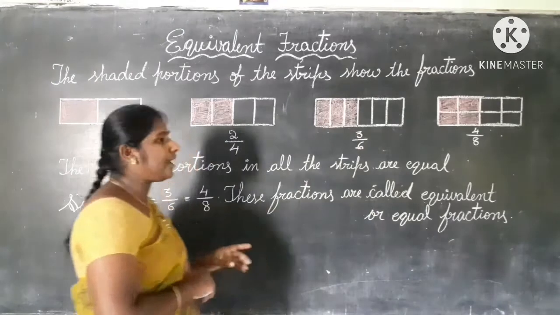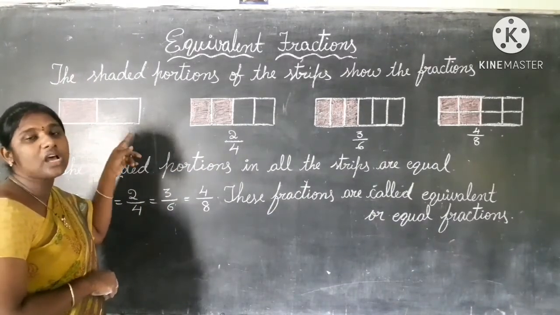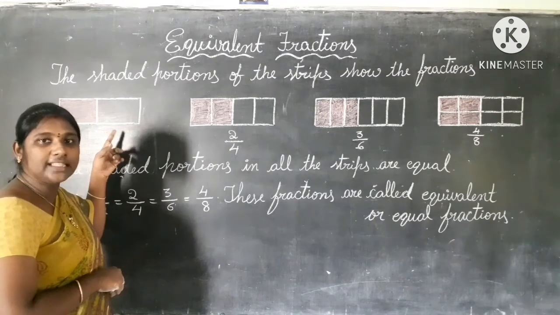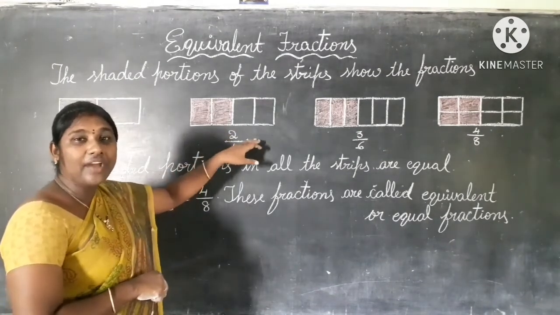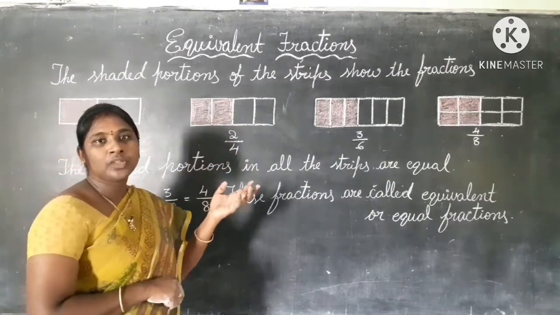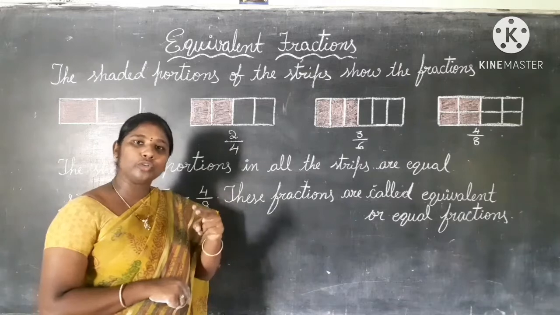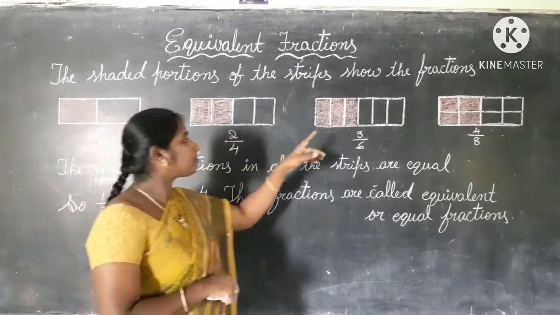If you observe here, when it is divided into 2 parts, one part shaded, that means half is shaded. Yes, in that, half shaded. If you observe here, they divided into 4 parts. Again in that, 2. 2 means half only, no? What is the half of 4? 2. So here also they shaded half.